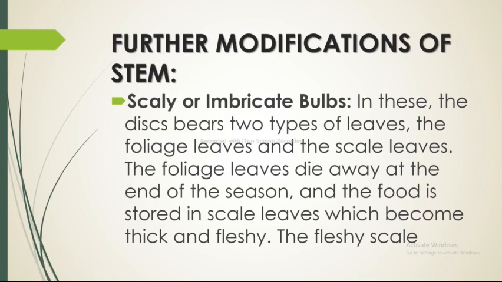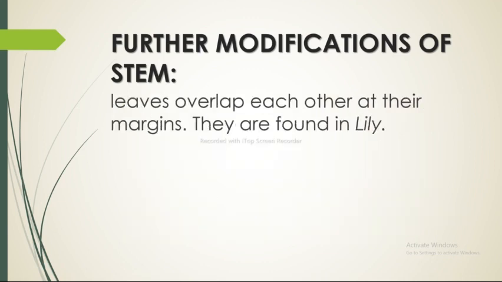In these, the discs bear two types of leaves, the foliage leaves and the scale leaves. The foliage leaves die away at the end of the season, and the food is stored in scale leaves, which become thick and fleshy. The fleshy scale leaves overlap one another at their margins, and they are found in lily.